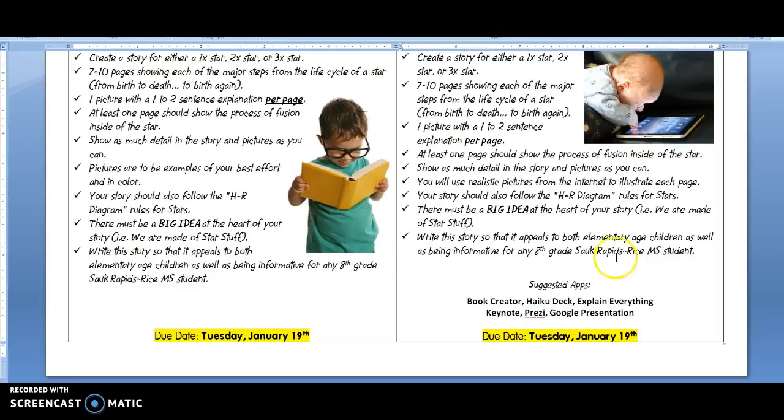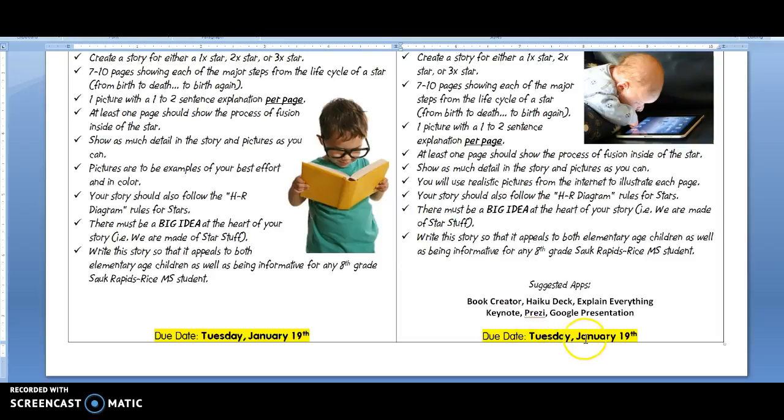And if you don't like either of these ideas, then that's not a problem. You just need to find another project that would really show how you understand stars in a creative way. And I'm very open to negotiations on that. You just need to let me know.